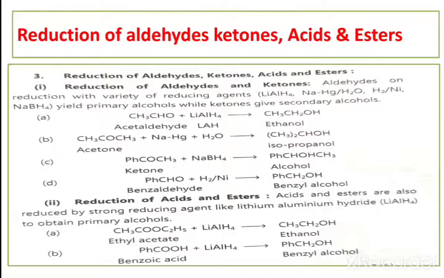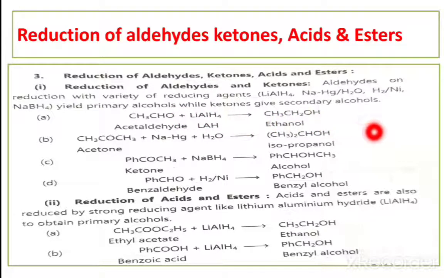Okay, next, the reduction of aldehydes, ketones, acids and esters. The first point is reduction of aldehyde and ketone. Aldehydes on reduction with a variety of reducing agents such as LiAlH4, that means lithium aluminum hydride, NaHg, sodium amalgam, H2 in presence of nickel, or NaBH4, yield the primary alcohol, while ketone gives secondary alcohol.